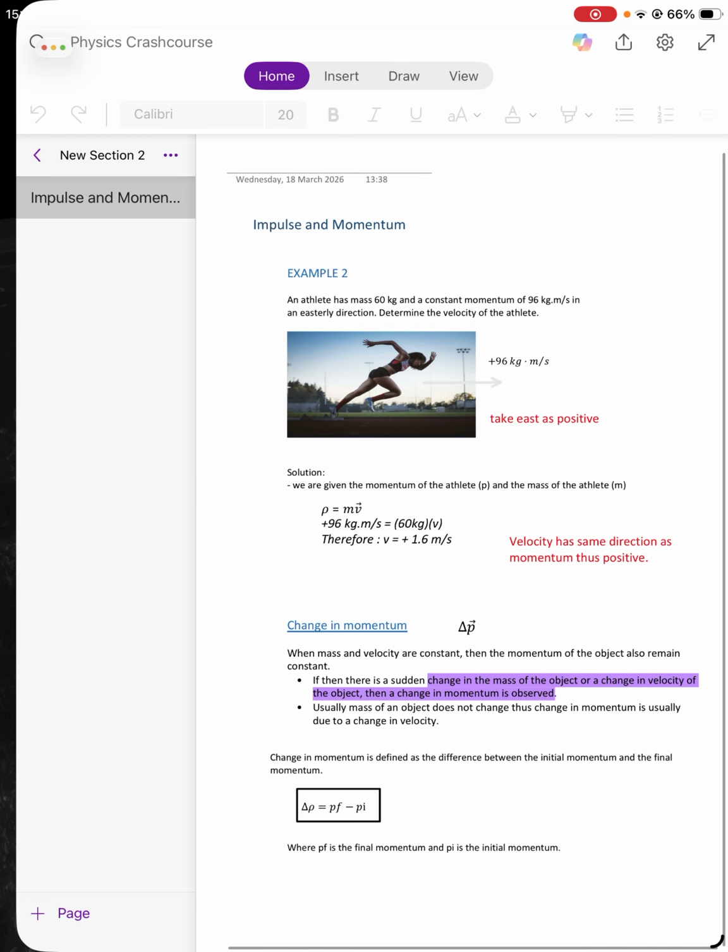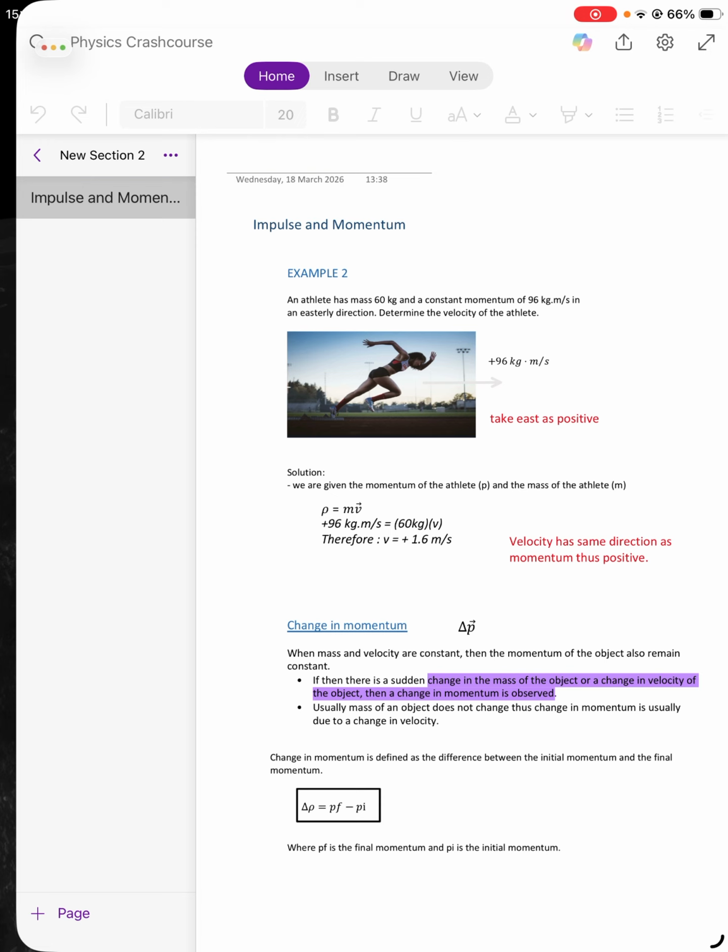Now, discussing a new concept of change in momentum. When mass and velocity are constant, the momentum of the object also remains constant. But if there is a sudden change in mass of the object or a change in velocity of the object, then there is going to be a change in momentum.